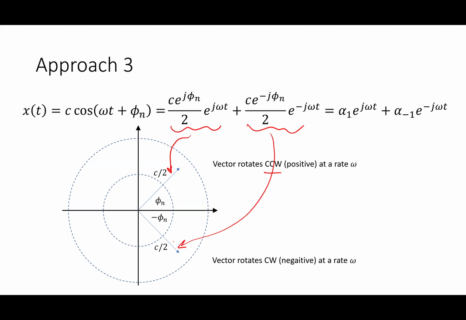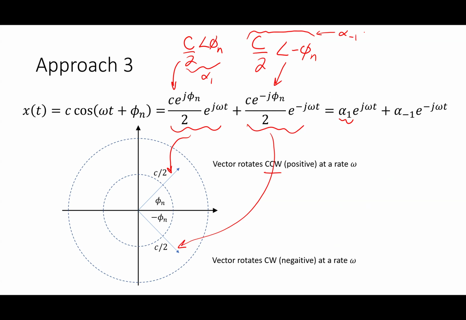Now, I know this always kind of confuses people to look at it this way, but I think of this as if I have c e to the j phi n over 2, basically it's like I have c over 2 angle phi n, which I can write that way. And that's another way of writing this. And I can say this one is c over 2 angle negative phi n right there. What I do is I define this one here as alpha, right? So I call that alpha 1, and I call this alpha minus 1.